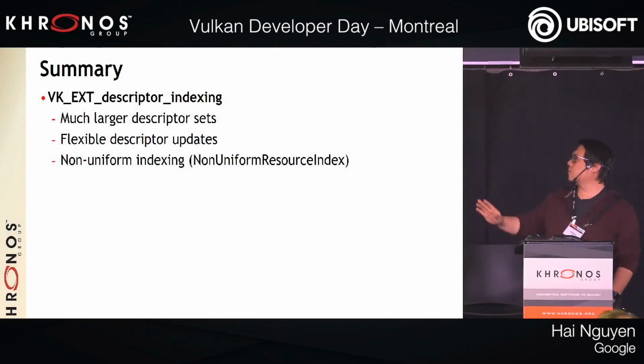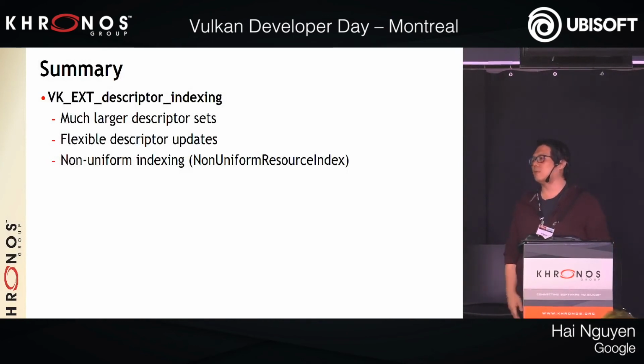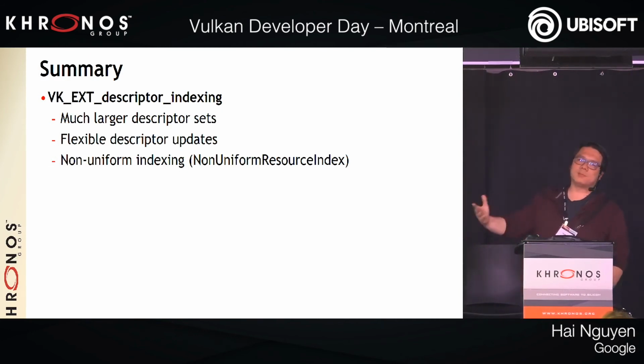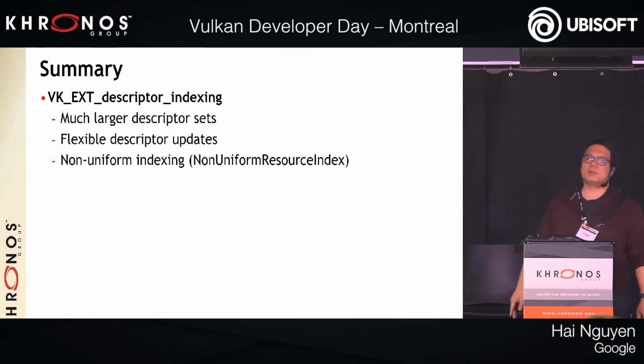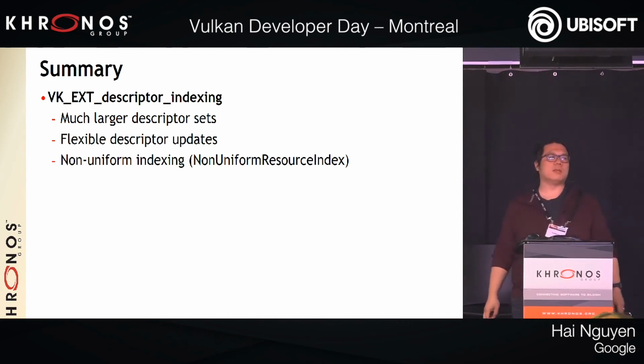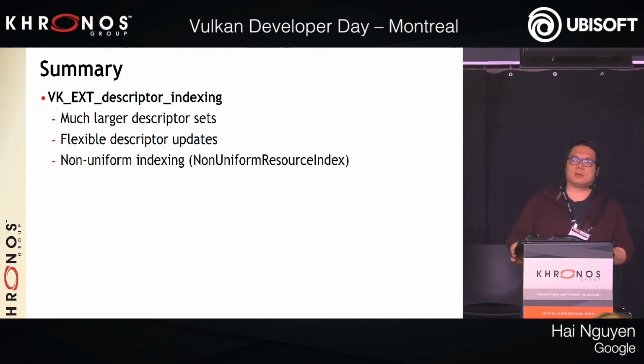But here's some things that you should take away from this talk for this amazing extension. First of all, you can have much larger descriptor sets, and the updating of these descriptors has become a lot more flexible, more akin to what you're used to in other APIs. And non-uniform resource indexing: those are very specific cases of when you would want to use that, and you may not need it if you don't have a case where you need to index non-uniformly. Are there any questions so far?